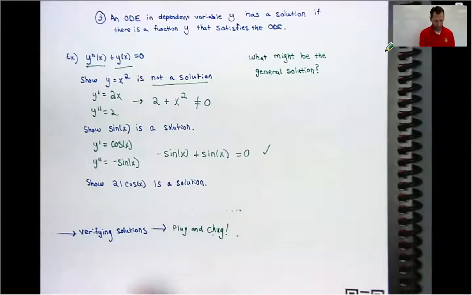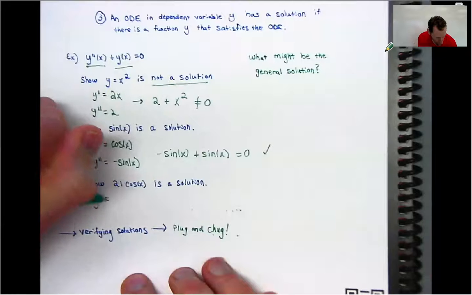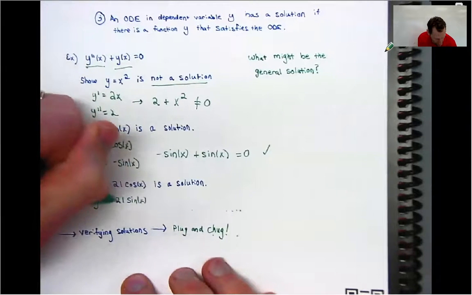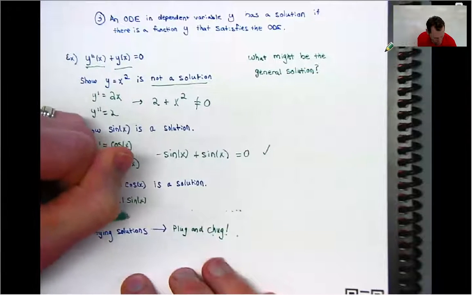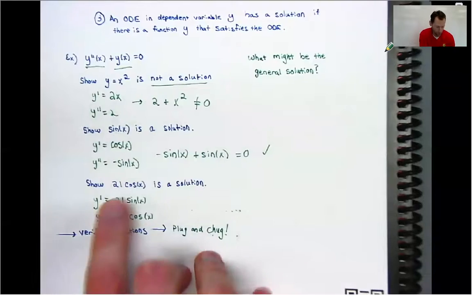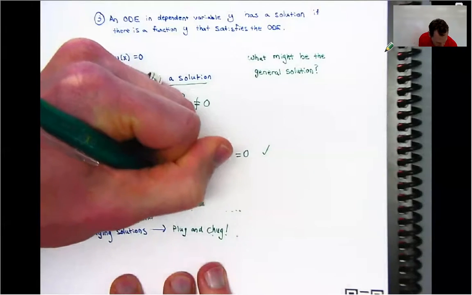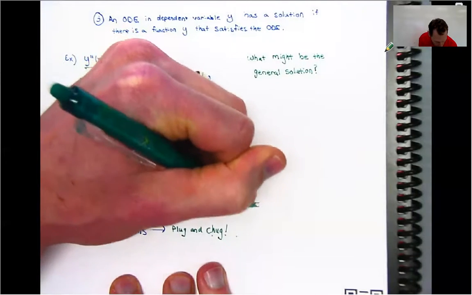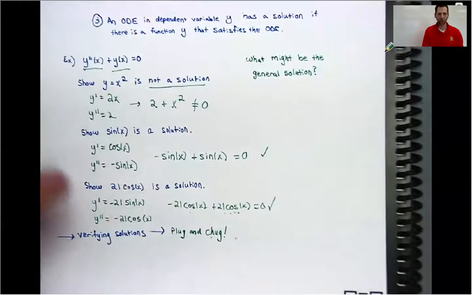21 cosine x is a solution. Let's check again. y prime is minus 21 sine x, and y double prime is minus 21 cosine x. If you add the second derivative to the original equation, minus 21 cosine x plus 21 cosine x, that always sums to 0. That means that's a solution as well as that solution.